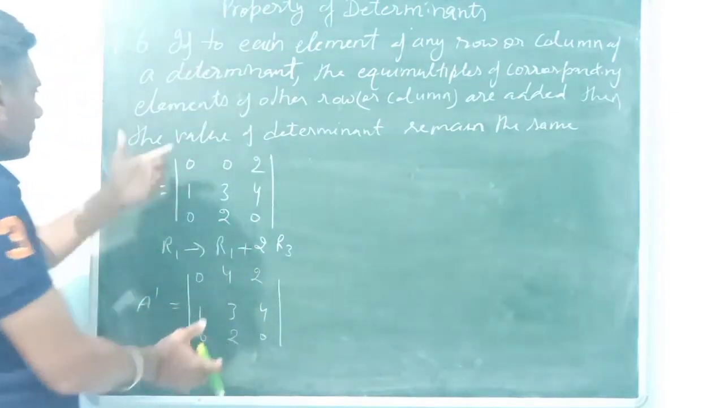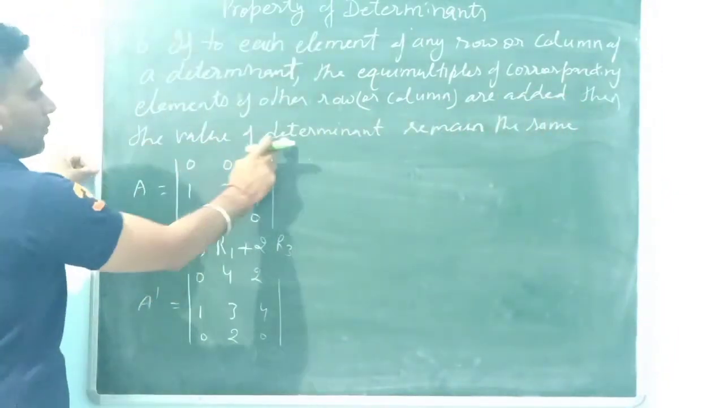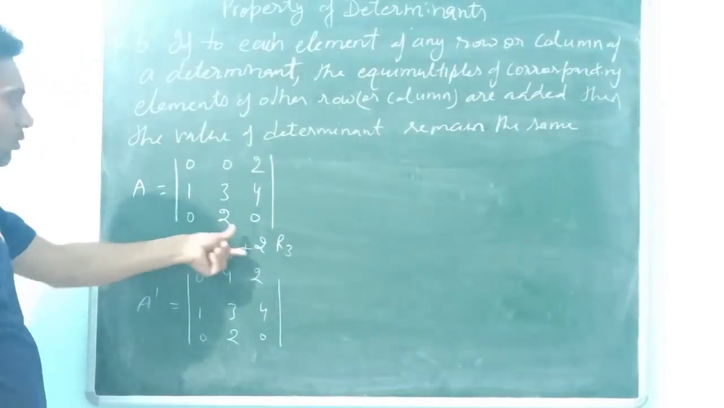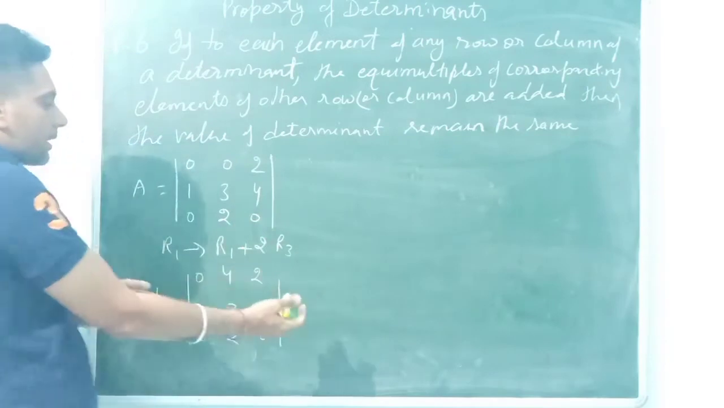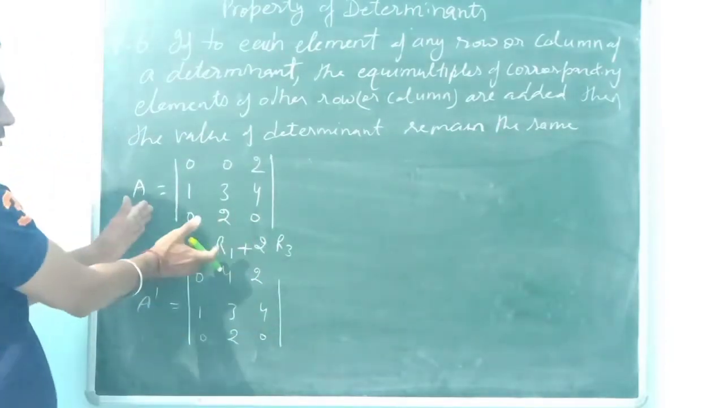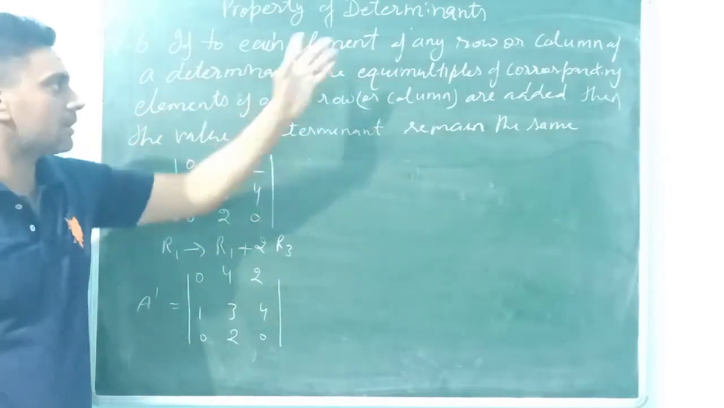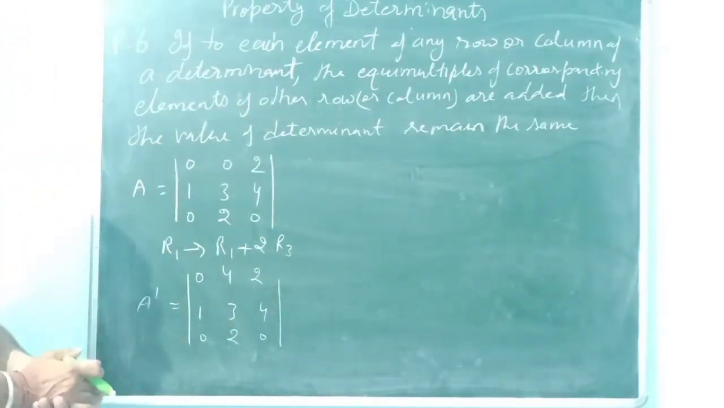It says that when added, the value of the determinant remains the same. If we multiply a row or column and add it to every element of another row, element by element, then the value of both determinants will be the same.